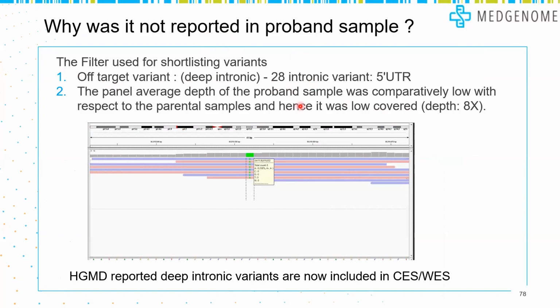And as discussed previously, when you use the filters, deep intronic variants were initially being filtered off, and more so because the depth was 8x. The minimum depth which we consider would be at least more than 20x for homozygous variants. So probably because of that, this homozygous variant was filtered off. But after drawing trio and seeing the same variant in the parents also, it was confirmed that this child was homozygous for the RAC2 mutation.